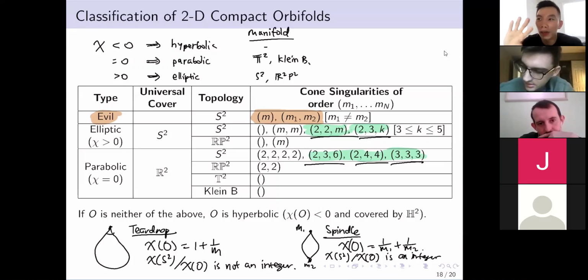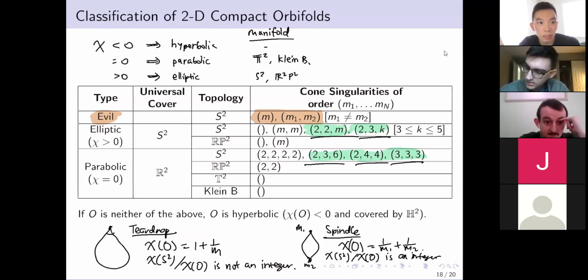So you should expect the singularities to be reduced multiple times. The only possible universal covers here are literally just S2 and R2, if you consider R2 to be geometrically different, and also the hyperbolic space, the upper half plane, let's say, plus also the evil ones. The evil ones here are the teardrops and also the spindle when m1 and m2, the orders of the spindle, are coprime. So those are the only possible universal covers for orbifolds.